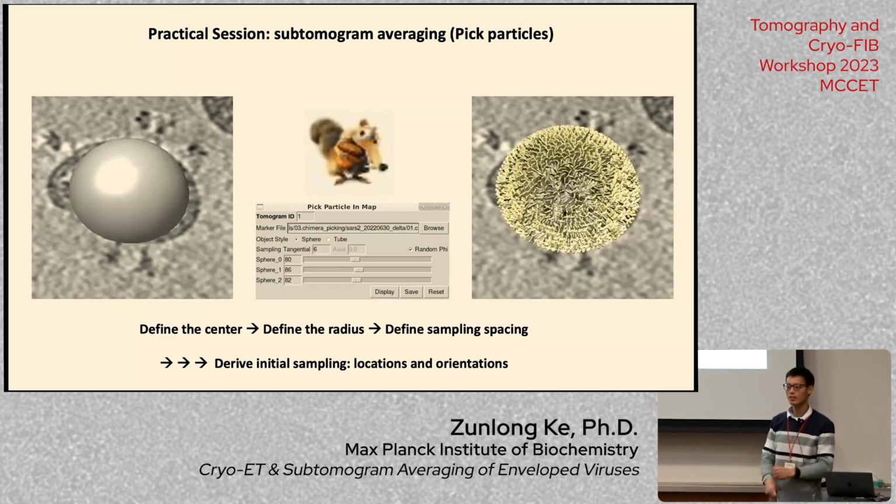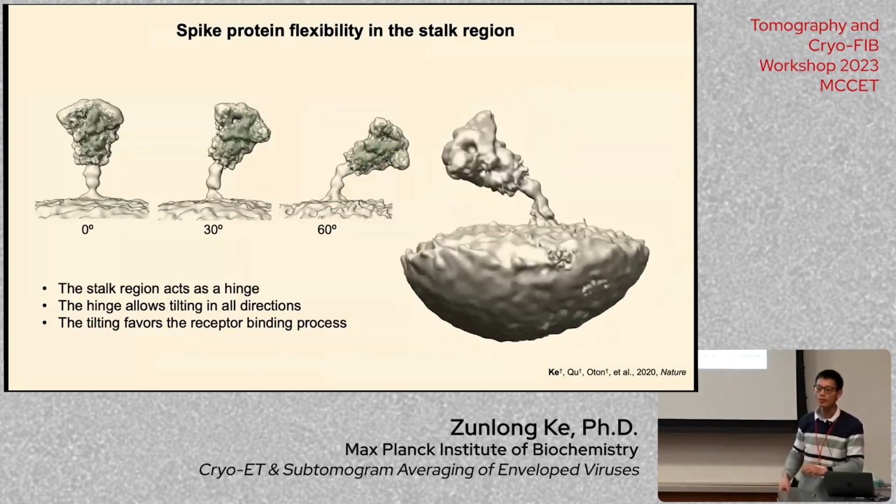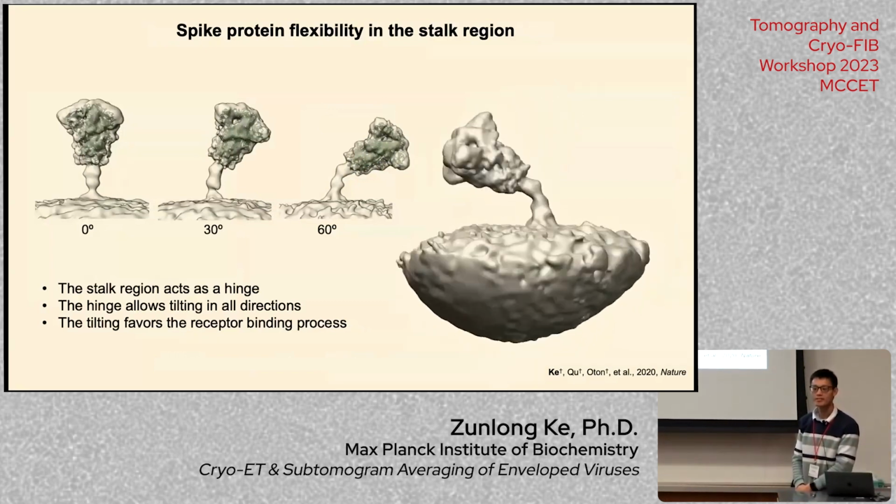And the other quick question was, you had a movie with the spike protein kind of rotating. Was that just a morphing between different volumes? That's right. Thanks. Yeah, it's just morphing of different volumes. That's right.